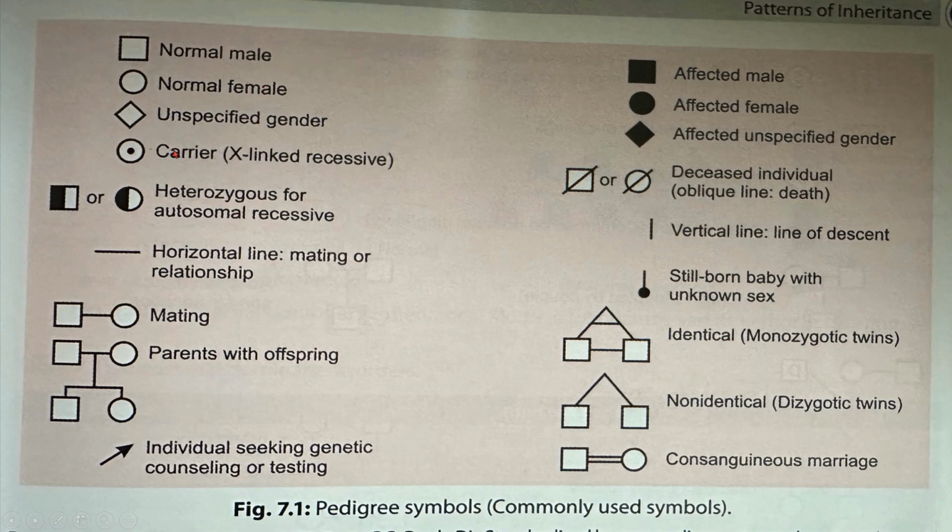So this is a female carrier. You can see here the darkened square is affected male, affected female, affected unspecified gender. Then deceased male and deceased female. This vertical line is the line of descent. This is a stillborn baby with unknown sex. Identical monozygotic twins, non-identical dizygotic twins. Consanguineous marriage. Heterozygous for autosomal recessive. The horizontal line represents the relationship, so this represents the marital relationship. These are the parents with offspring, and you can see this arrow: individual seeking genetic counseling or testing.